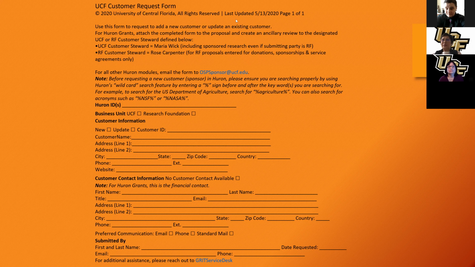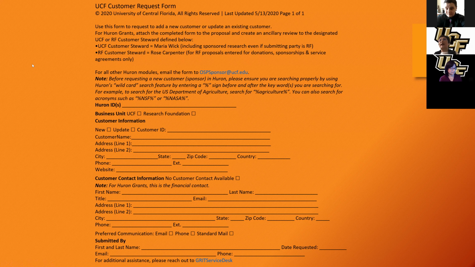Now, for the customer updates, I have seen change in name. If the customer is acquired by another company, or if the customer is sold to another company, those are the changes that we make in the customer database. So if you have any questions about this form, let us know, or you can put it in the chat, and then we can answer all your questions. And that's basically how we do it.